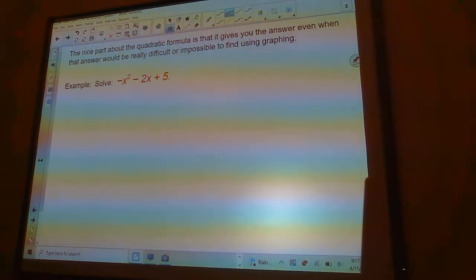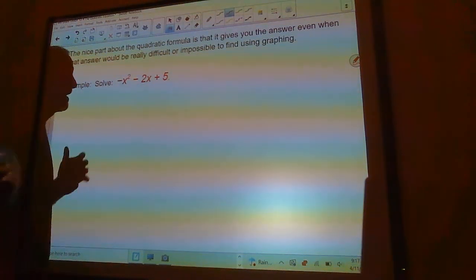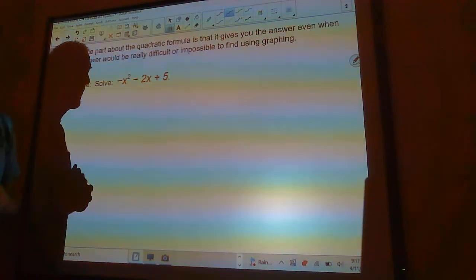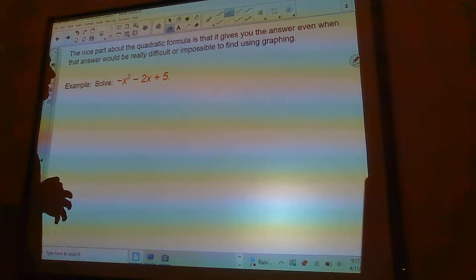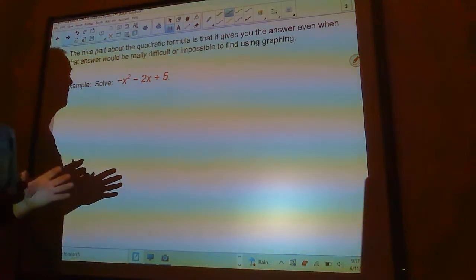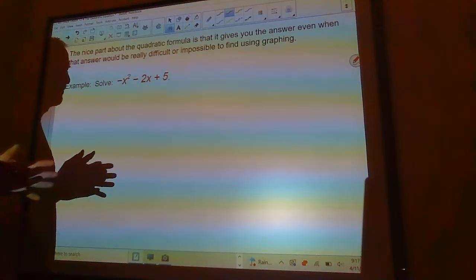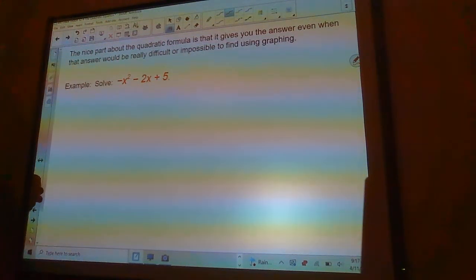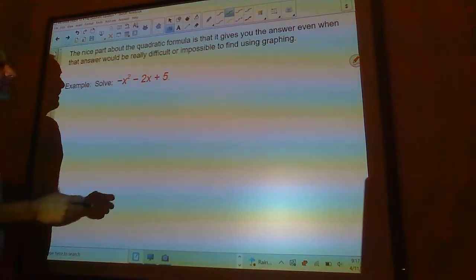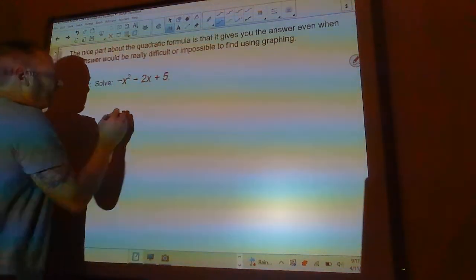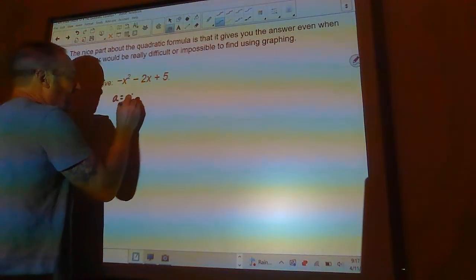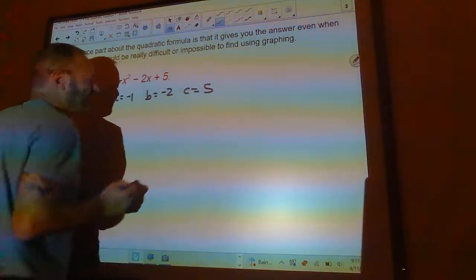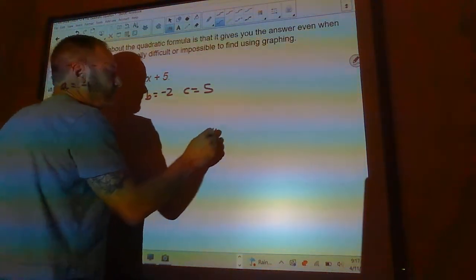All right, now, this problem right here would be a really tough one to graph because your answers would come out to be in between the hash marks on the graph, and so you're not going to be able to tell exactly what the answer is. But with the quadratic formula, you can get it every single time. So A in this case is negative 1, B is negative 2, C is 5. So just plug it into the equation.